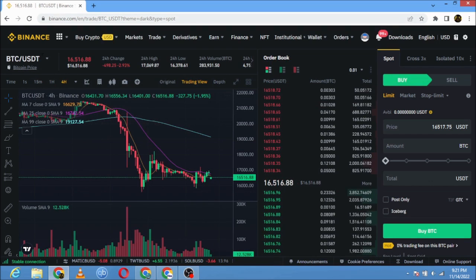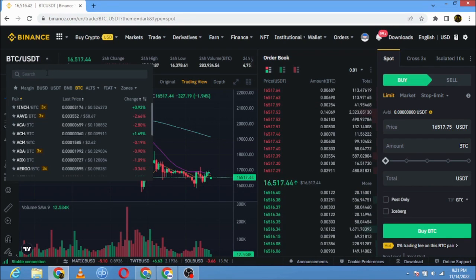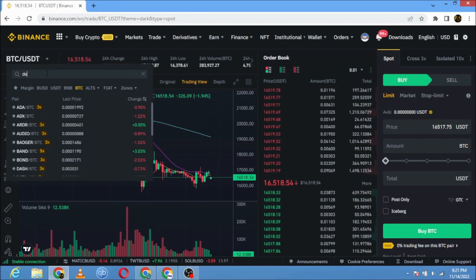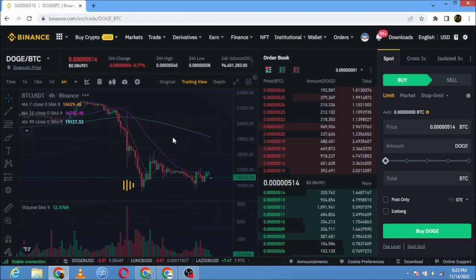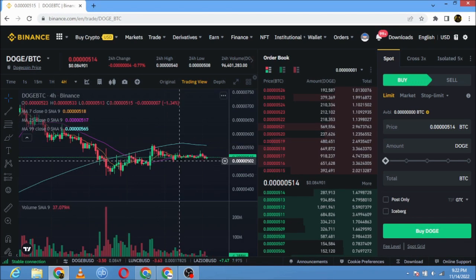Now if you want a coin, let's say I want to buy Dogecoin. So if I want Dogecoin from here, I'll look for it. Not like on market where all coins are named and you look for that specific coin, but for spot you just search for that coin. Let me say Dogecoin. So once you click here, automatically you reach Dogecoin.